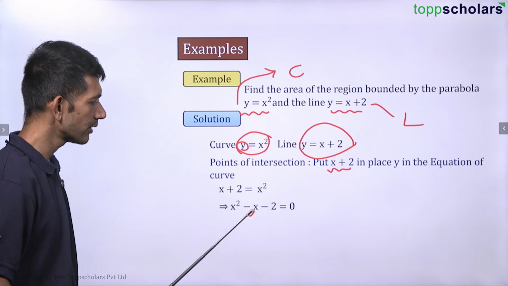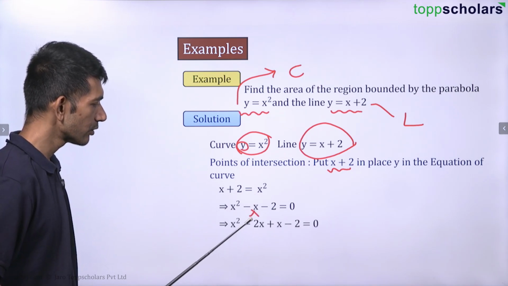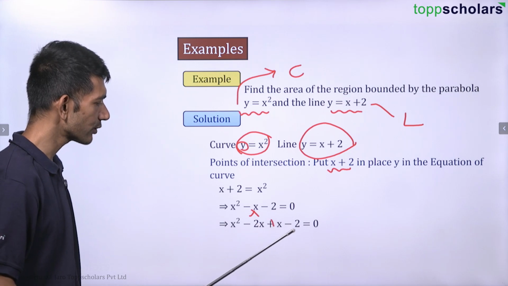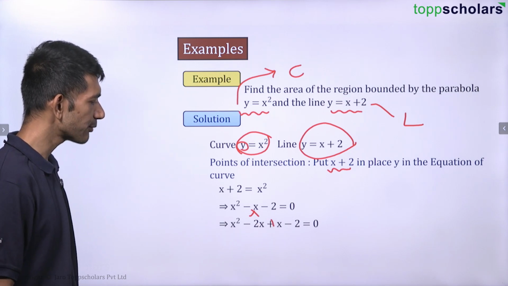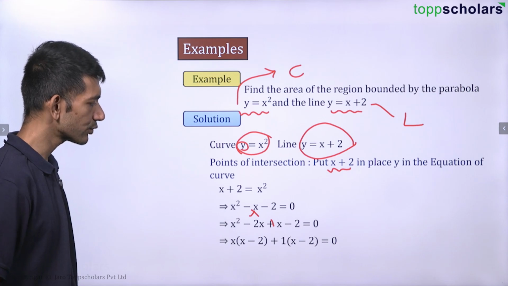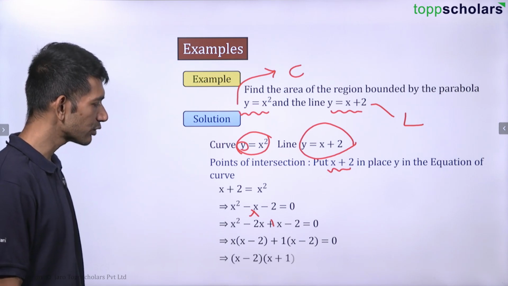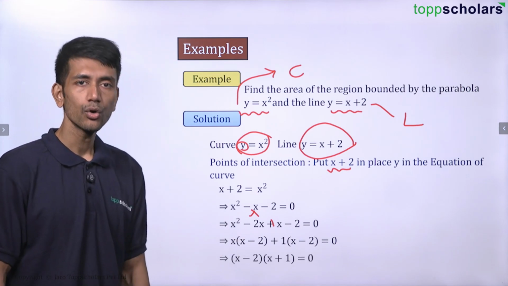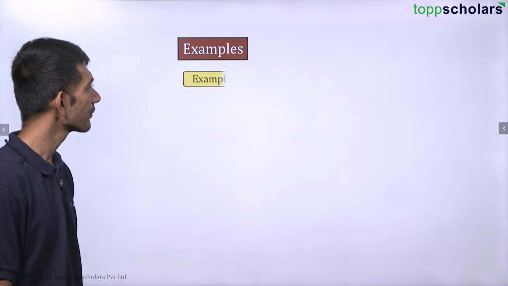You can split this as minus 2 plus 1. So minus 2x plus 1x minus 2 is equal to 0. You take x common: x minus 2 plus 1 times x minus 2 is equal to 0. So x minus 2 times x plus 1 is equal to 0. So x is equal to 2 or x is equal to minus 1.